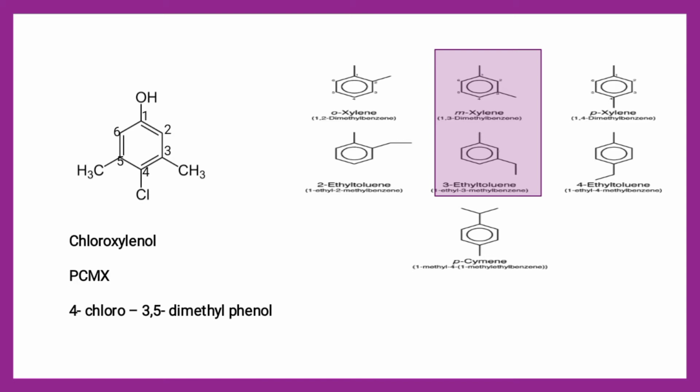It is known by the common name chloroxylenol, and the IUPAC name is 4-chloro-3,5-dimethylphenol. At the fourth position there is chlorine, and at the third and fifth positions there is methyl. So it is PCMX, chloroxylenol, 4-chloro-3,5-dimethylphenol, or para-chloro-metaxylenol.